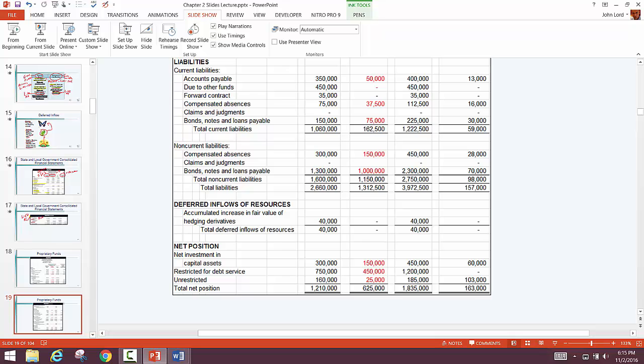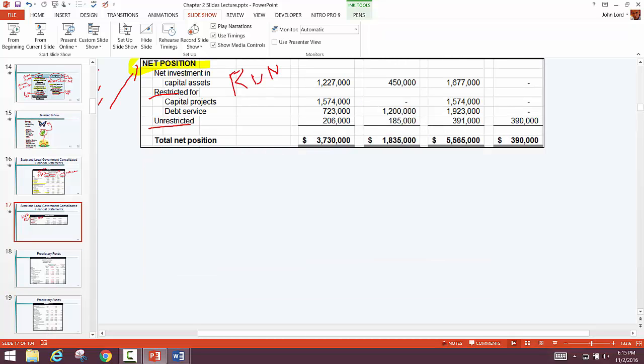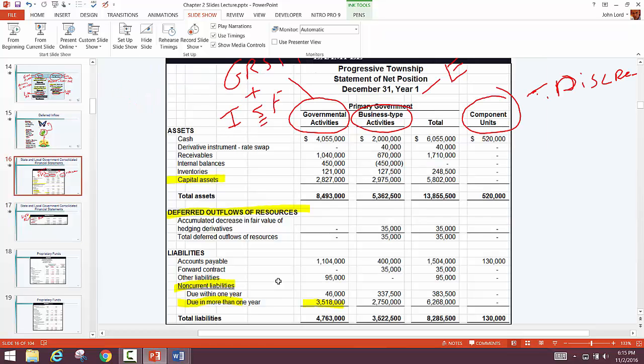So when we get back up to the government-wide level, indeed we did roll up our enterprise funds under that business type activity column, didn't we? And that was a piece of cake for us because they're both using full accrual accounting, aren't they?